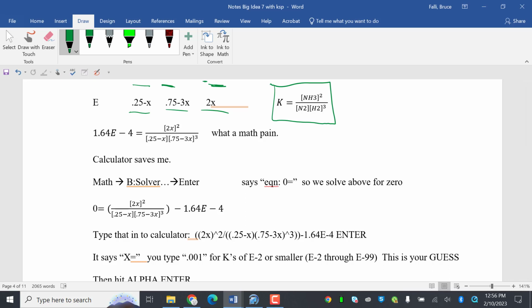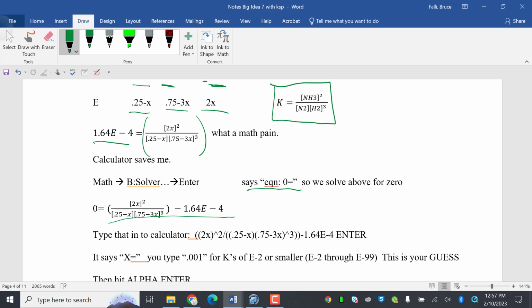It'll show you. So what I'm going to do first, I'm going to hit the word that says math. It's 2 buttons underneath second. And then I'm going to press up, oh, up once. And where it says solver, I'm going to hit enter. And my screen says equation: 0 equals. So we solve above for 0. Okay, so do you see how this is not 0? To solve it for 0, we just subtract 1.64 e negative 4 from the side. That's what I did. Okay.